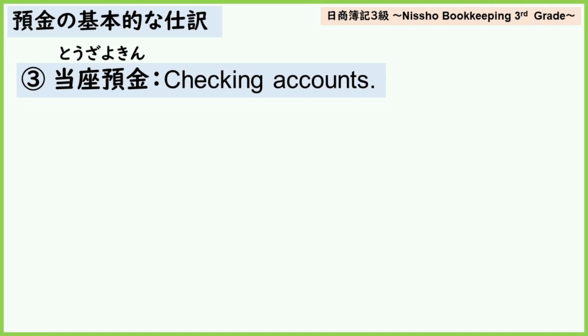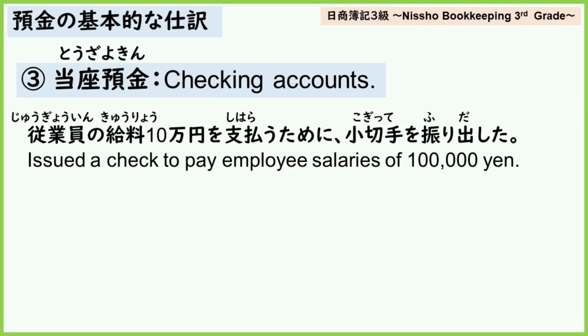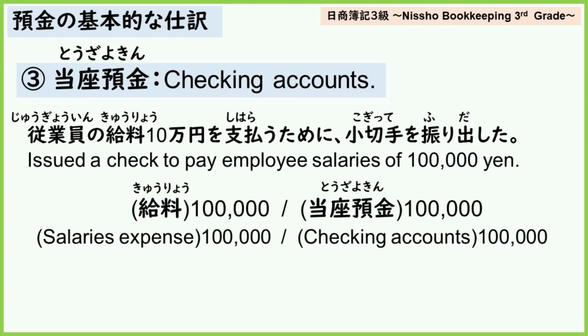Let's consider the following journal entry. Issued a check to pay employee salaries of 100,000 yen. The journal entry is as follows. Debit, salaries expense 100,000. Credit, checking accounts 100,000.